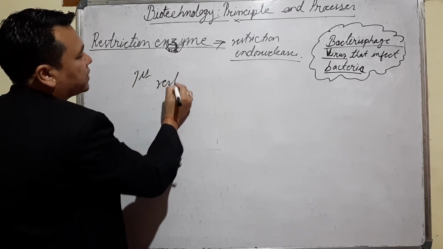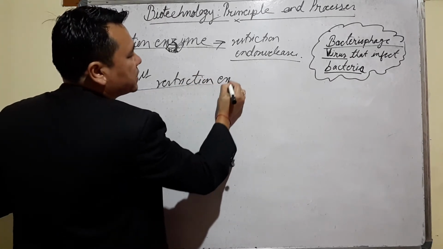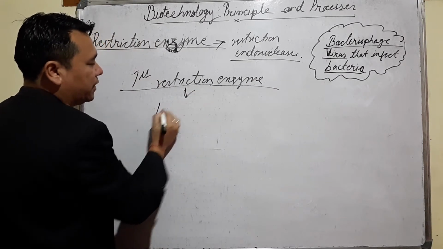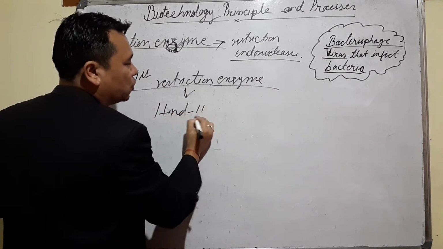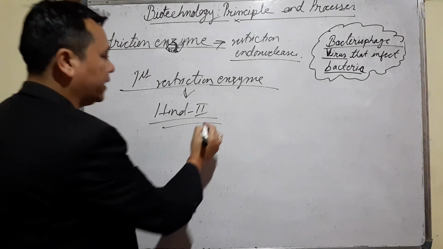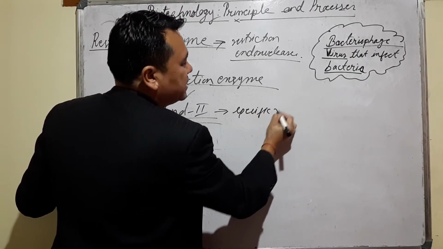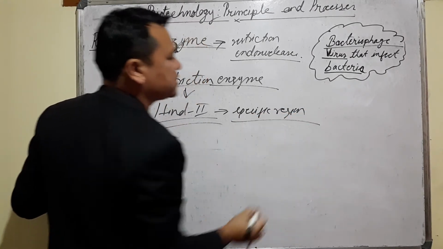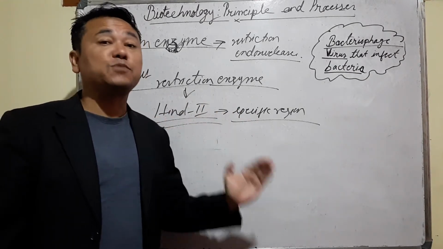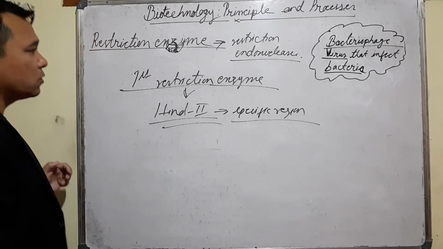First restriction enzyme. Let's talk about this. The first restriction enzyme is HindII. Is that clear? And it cuts at a specific region. It cuts the specific region, and what is that specific region? About that we'll talk later on. Okay, now let's talk about the next thing.